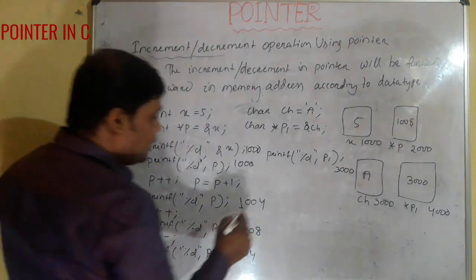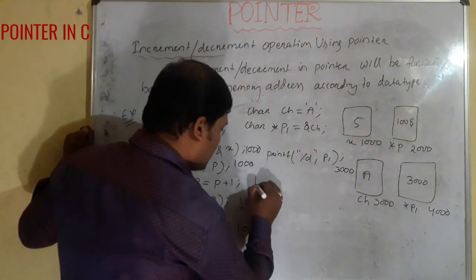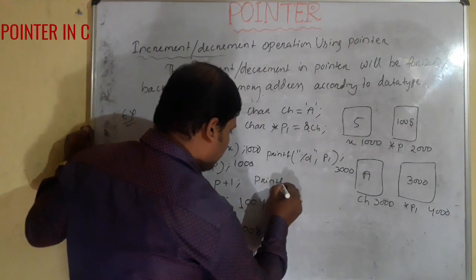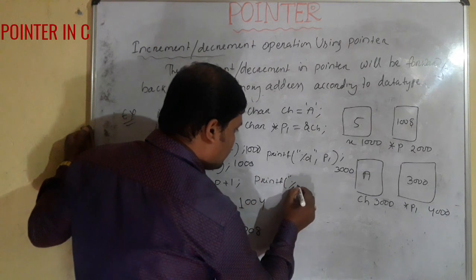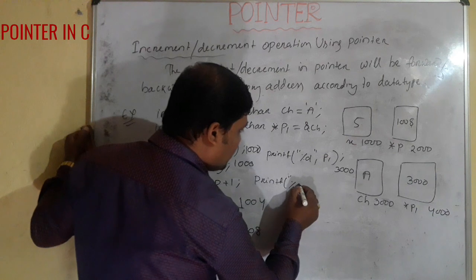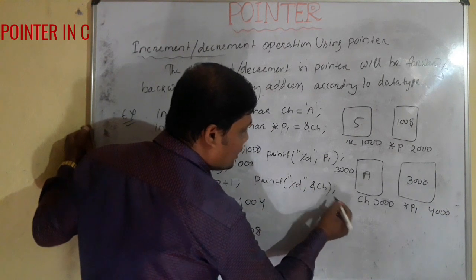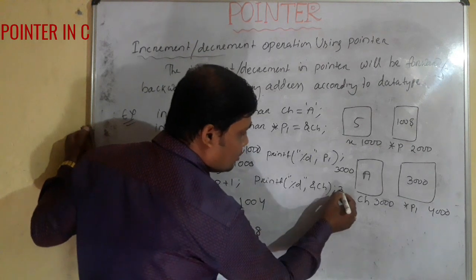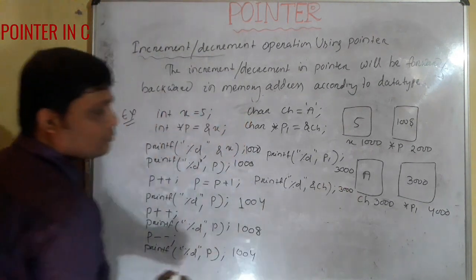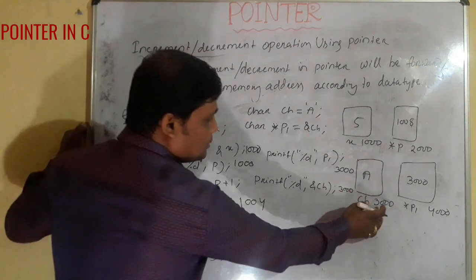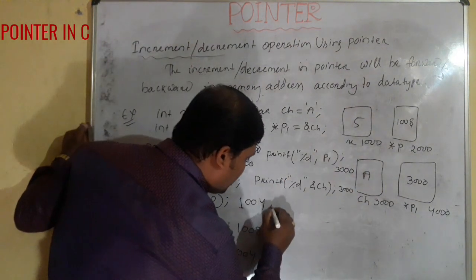Clear? If I write printf percent d ampersand ch, what will it print? The same, 3000. Clear? The address of ch.